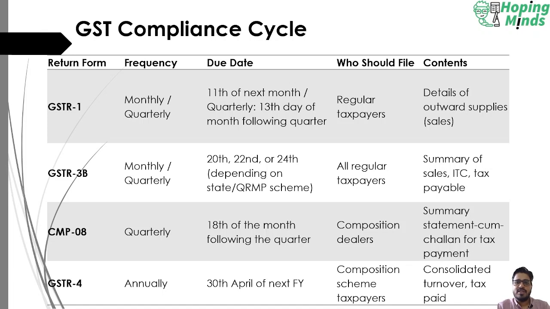First one is GSTR1. GSTR1 is a return of outward supplies. That is, the taxpayer is required to disclose his sales for the month or quarter in the GSTR1 return. In this return, the sale data is to be bifurcated between B2B sales and B2C sales. That is, sales made to registered persons and sales made to unregistered persons.